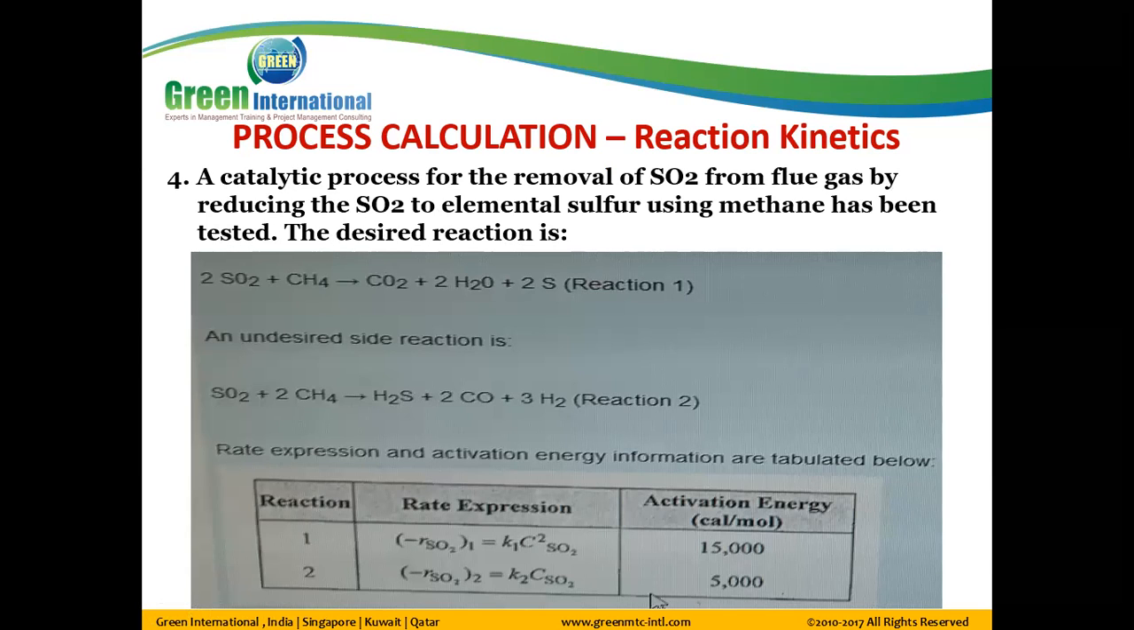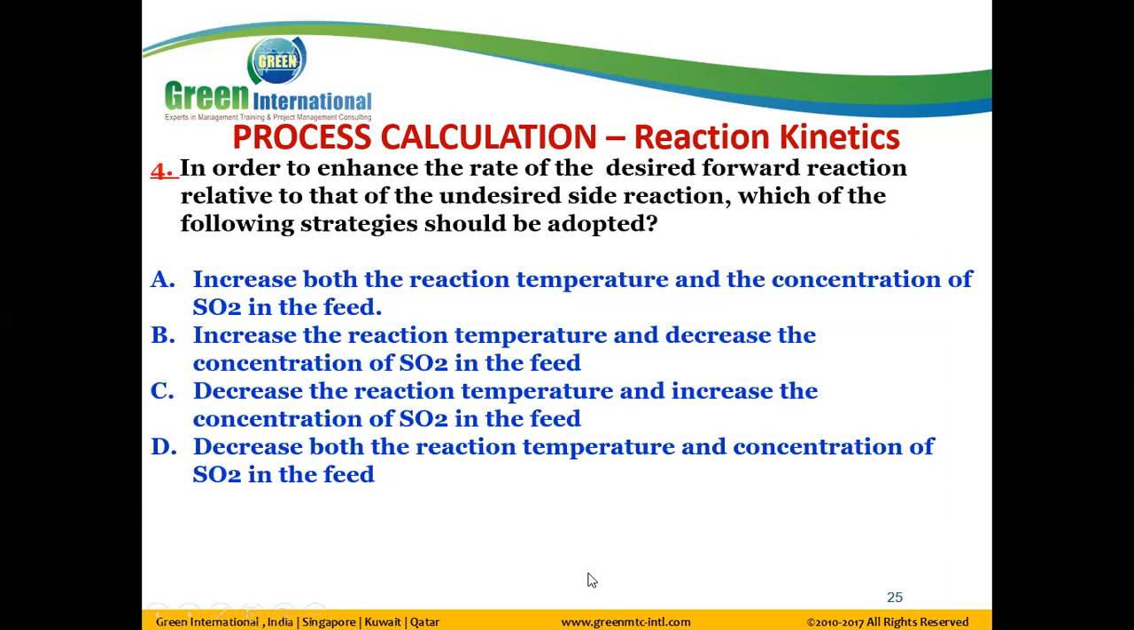A catalytic process for the removal of SO2 from flue gas by reducing SO2 to elemental sulfur using methane has been tested. So there is a catalytic process, two reactions. One is the desired reaction, that's the main reaction. Then there is an undesired reaction. Each rate and activation energy has been given. So what is the question? The question is, in order to enhance the rate of the desired forward reaction relative to the undesired side reaction, which of the strategies should be adopted? So you want to reduce the undesired reaction and enhance the rate of the forward reaction. So what is the strategy?